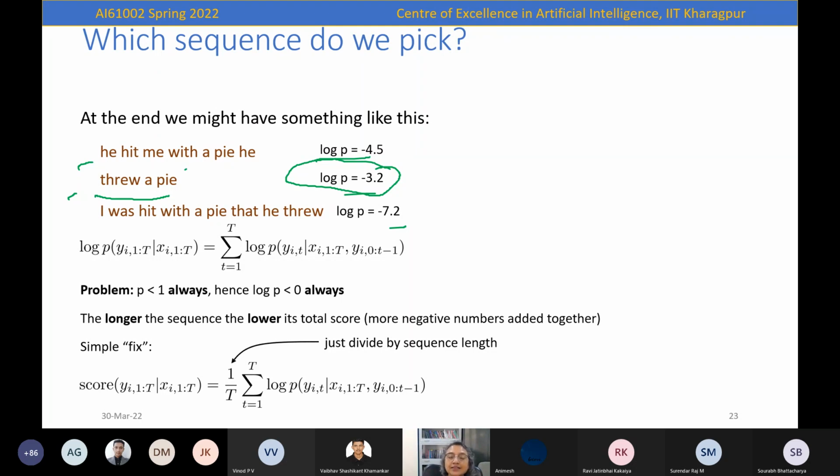To compensate for this, sometimes to this score you will have a multiplicative factor, which is 1 over the length of the sequence. So here you will take minus 3.2 by 3. Here you will take minus 4.5 by 6. 7 is the length of the sequence. Here you will take minus 7.2 divided by 9. So you can normalize by the length of the sequence, and then choose the sequence whose score is highest.